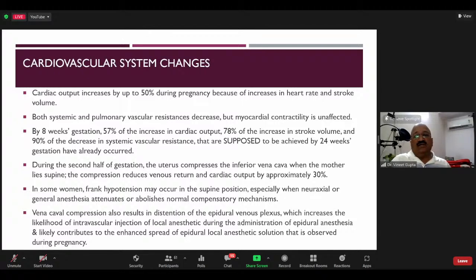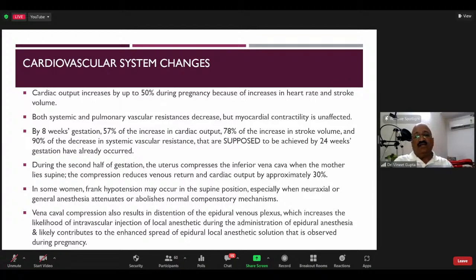Important point is by 24-week gestation, most of the physiological changes of the cardiovascular system have happened. But out of these 24 weeks, the first 8 weeks are very important because 57% of the increase in cardiac output, 78% of the increase in stroke volume, and 90% of the decrease in systemic vascular resistance have already happened in the first 8 weeks of gestation. So the first trimester of pregnancy is very much important regarding the physiological changes of pregnancy.